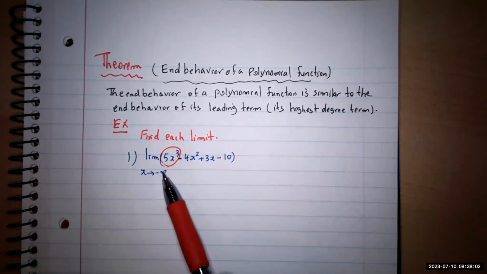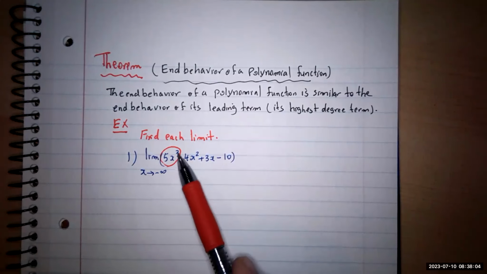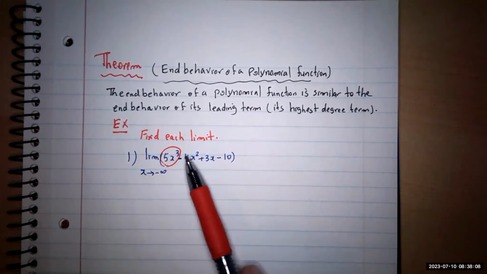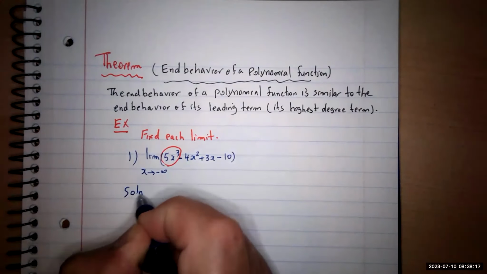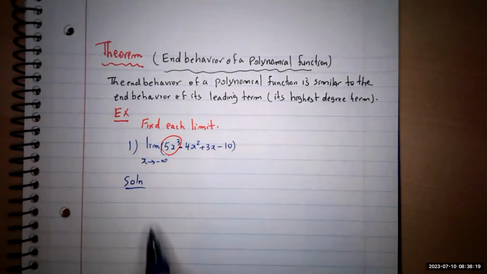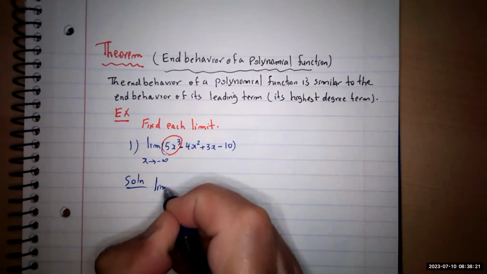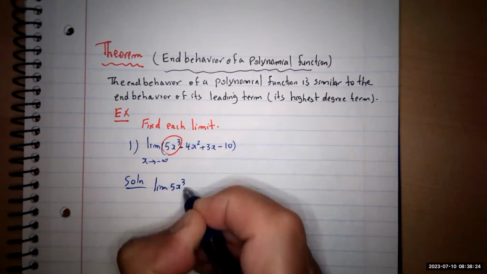X goes to negative infinity. We already talked about it. Negative to the third power would be negative. And a 5 is a positive number, so the result would be negative infinity. This is the way you are going to write it down. You see the solution. We say shrink it first. And this is the way you write it down, the way you are going to write it down on the test or your assignment.